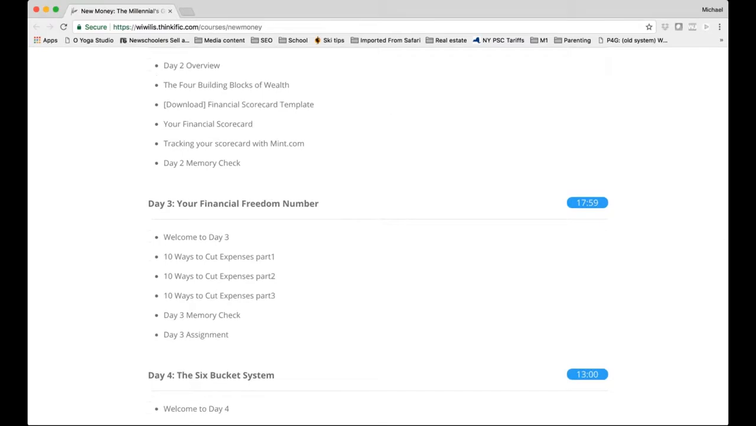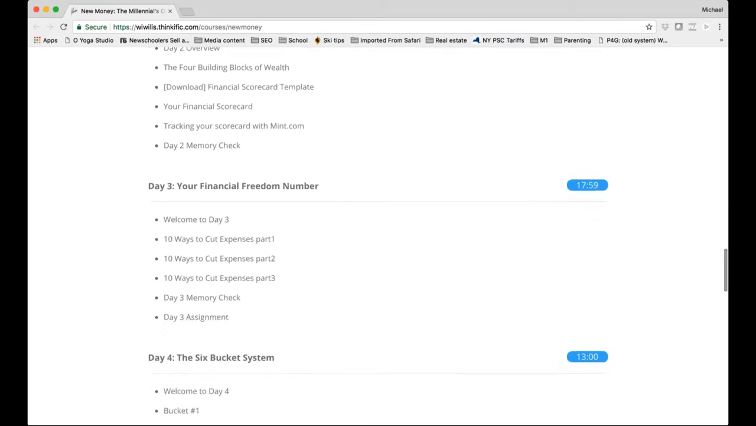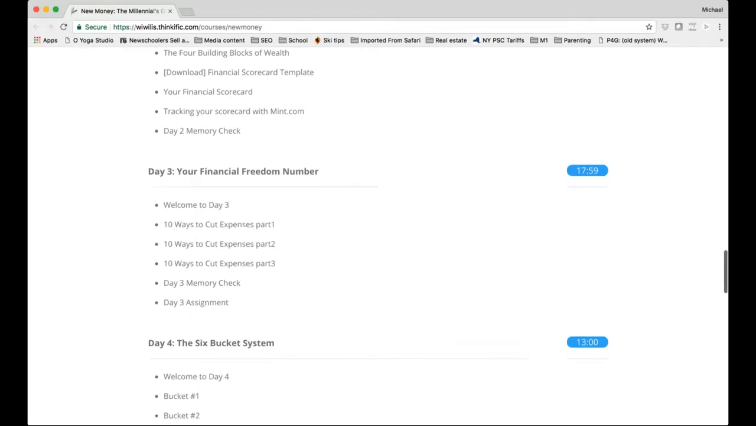Day number three is figuring out your financial freedom number and 10 different ways to cut expenses. These are not your typical ways to cut expenses. This is more thinking outside of the box and just figuring out what's important to you.